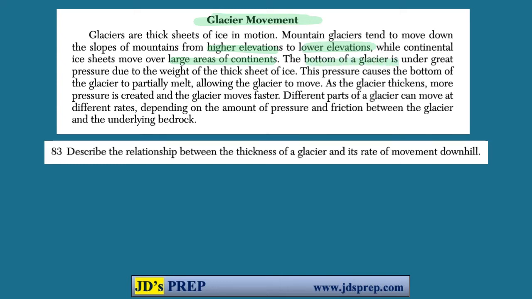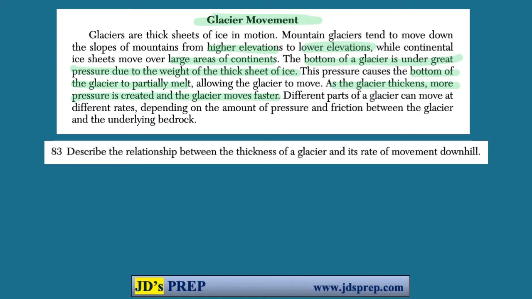The bottom of a glacier is under great pressure due to the weight of the thick sheet of ice. This pressure causes the bottom of the glacier to partially melt, which allows the glacier to move. As the glacier thickens, more pressure is created and the glacier moves faster. Different parts of a glacier can move at different rates depending on the amount of pressure and friction between the glacier and the underlying bedrock.